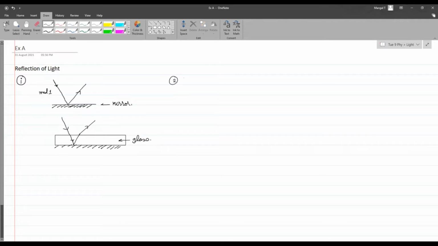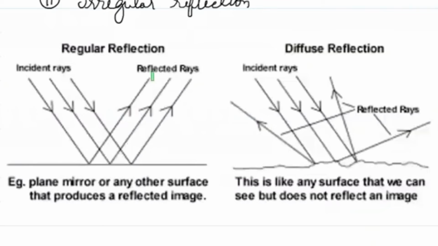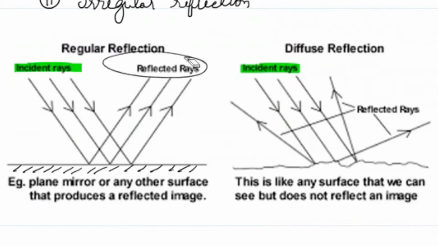Okay. Now there are two types of reflection. One is called regular reflection, and the second one is called irregular reflection. So what is the difference between the two? Incident rays which are parallel to each other are incident on a plane mirror, and on a rough surface. The rays which are incident on a plane mirror, after reflection, go again parallel. So these are reflected rays. But if you see the one on the rough surface, they are not going parallel to each other.